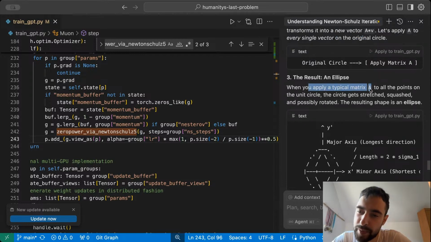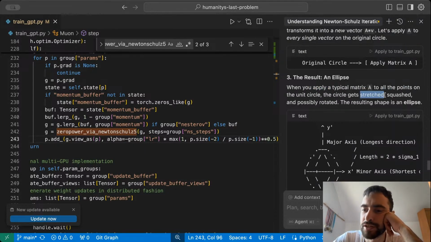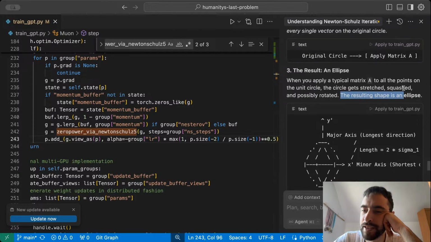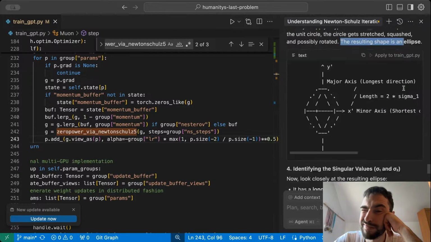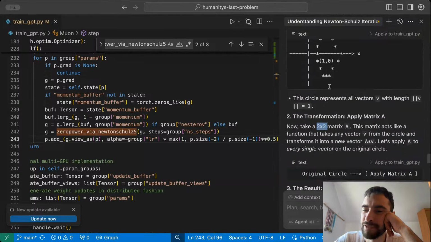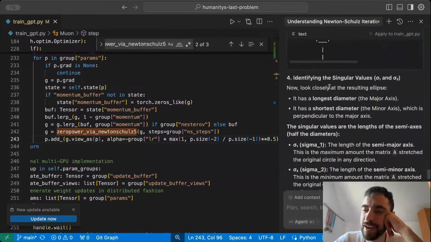When you apply a typical matrix A to all the points on a unit circle, the circle gets stretched, squashed, and possibly rotated. The resulting shape is an ellipse. If it's 2 times 2, I would say it would still be the circle, but I don't know what I'm saying.